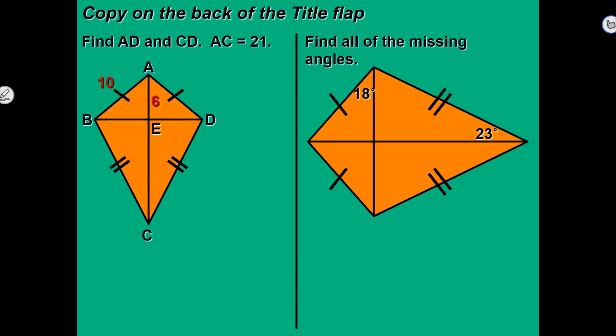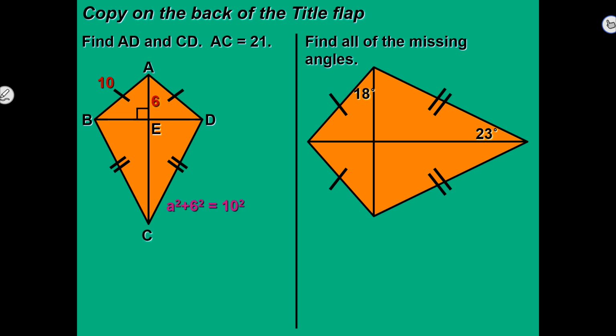So for this first type, I've got AD and CD is what we're looking for, while AC has a length of 21. So in the picture, they went ahead and marked the congruent adjacent sides for us, right? And then they told us from A to E had a length of 6, and BA has a length of 10. So I'm looking first for AD. Well, AD is this segment over here. How long should AD be? 10.